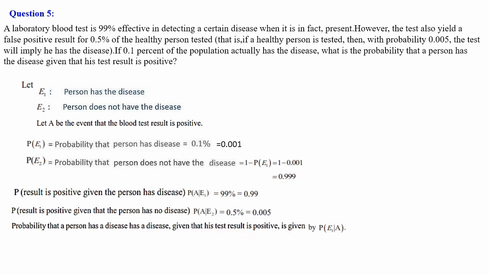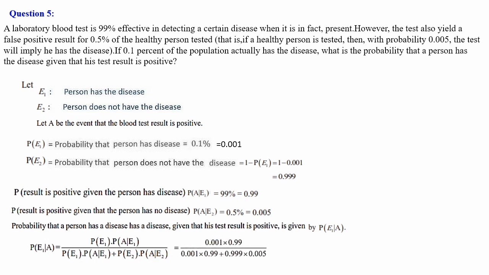So the probability that the person has a disease given that his test result is positive. Test result is positive in the sense that is A. So that is the given condition, given A. Probability that a person has the disease, that is E1. So E1 given A is equal to, by using Bayes theorem, P of E1 into P of A given E1 divided by P of E1 into P of A given E1 plus P of E2 into P of A given E2. Let's substitute it.